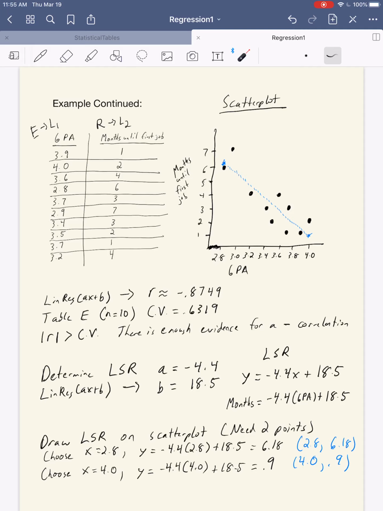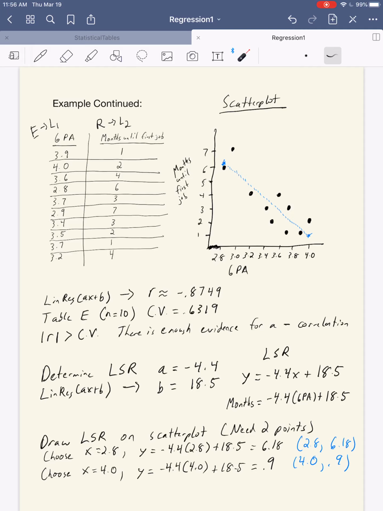But a couple things to just keep in mind. These points that we did here, they're just completely made up. We chose 2.8 and 4.0, so they would be nice and easy to draw on here. But they do mean something. This 2.8 and 6.18 tells us that we predict that someone with a 2.8 GPA should take about 6.18 months to get their first job. And this tells us that somebody with a 4.0 should take about 0.9 months to get their first job.